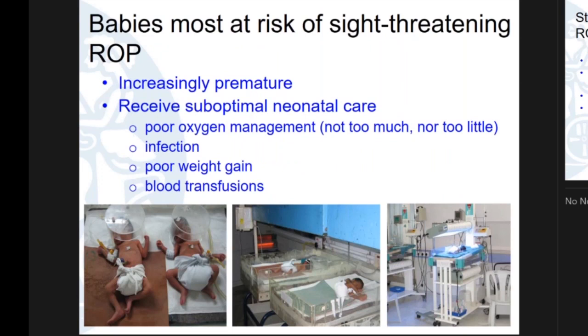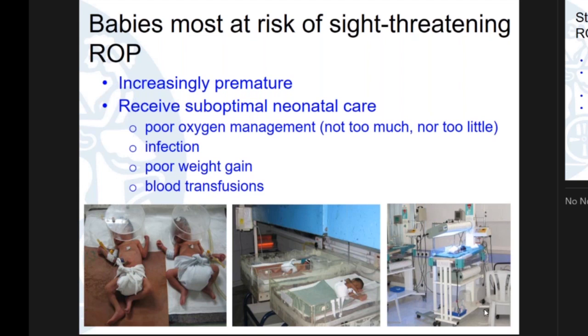So the babies most at risk of sight-threatening ROP are increasingly premature and low birth weight babies, and those babies who receive suboptimal care, in particular poor oxygen management. Now the neonatal team really have a very difficult job, because if they give too much oxygen, then there's a risk of retinopathy of prematurity, and if they give too little, then there's a risk of brain damage or the baby might die. Other risk factors that are potentially modifiable include infection, poor weight gain, and blood transfusions.